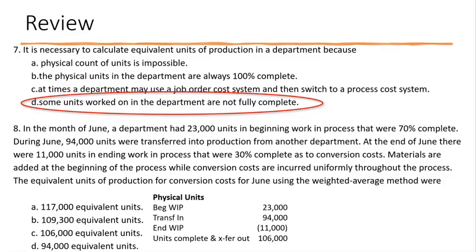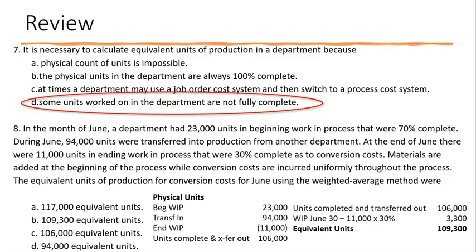Now that we have that, we can calculate our equivalent units, where we start with the units complete and transferred out, and then we add the work in process, in this case the 11,000 units at 30% complete, so 11,000 times 30% is 3,300. Add that to the 106,000 that we completed and transferred out, and our equivalent units is 109,300. So answer B.